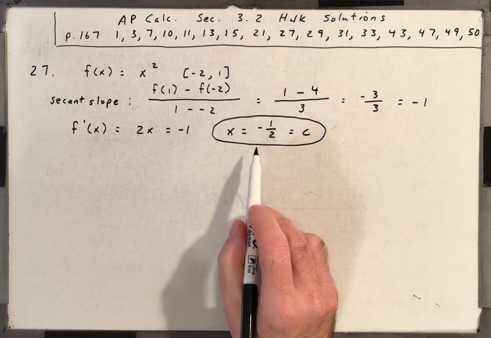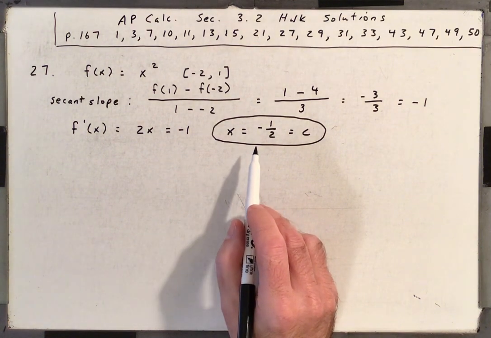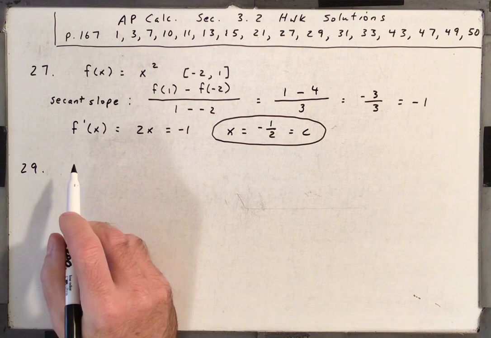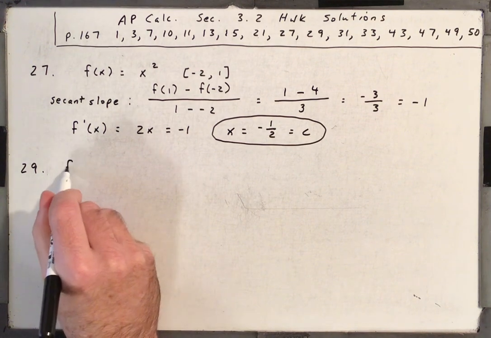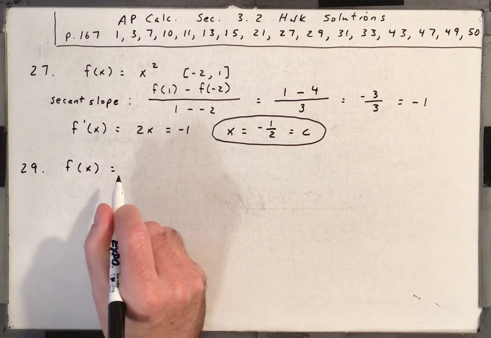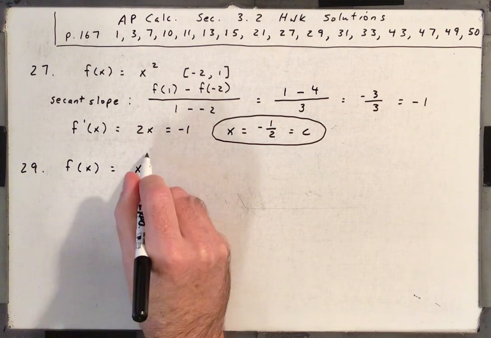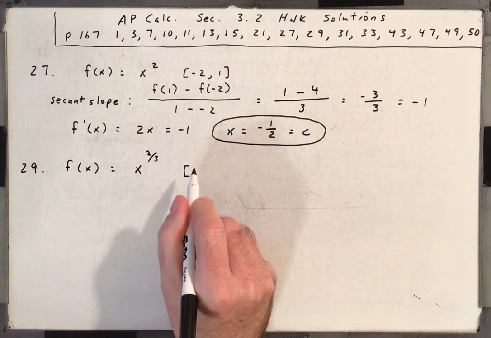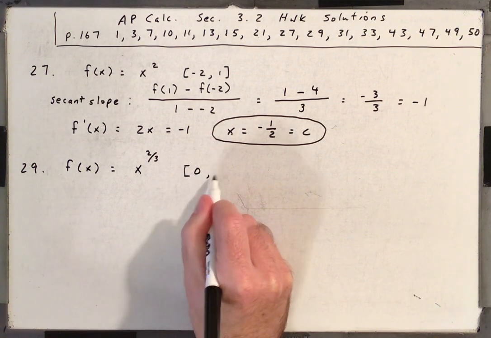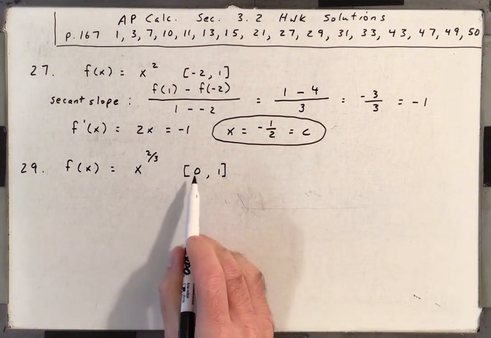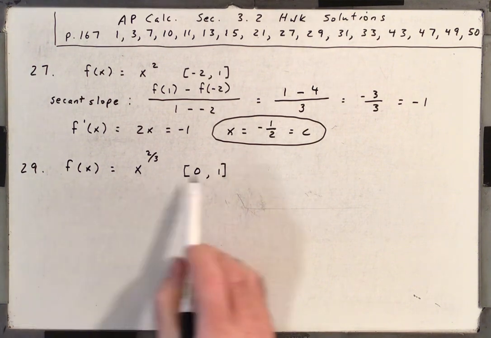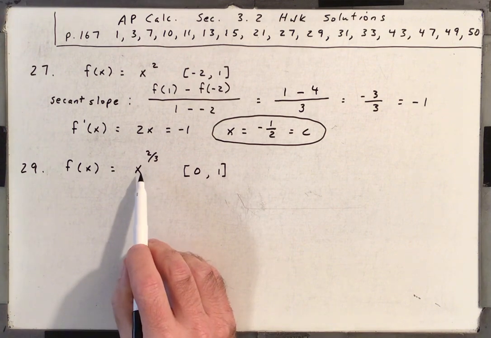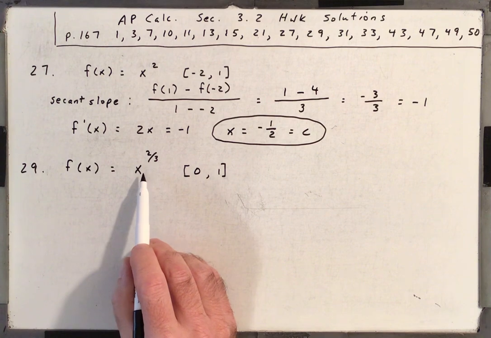It's an important concept on the AP test. You get a lot of those types of questions on the AP test where you have to apply the mean value theorem and explain it. All right, number 29, we have f of x is equal to x to the 2/3, and our interval is 0 to 1. So this isn't Rolle's theorem, so f of a doesn't have to equal f of b. So you don't apply that test like you do with Rolle's theorem. But this is a continuous function, x to the 2/3.